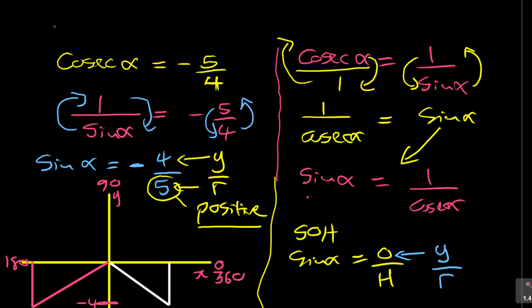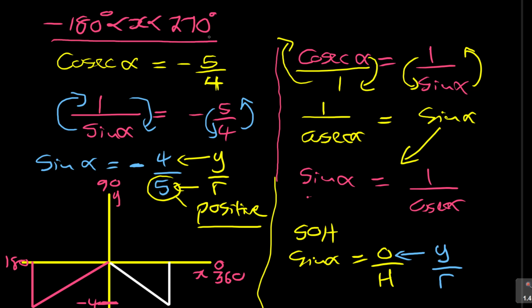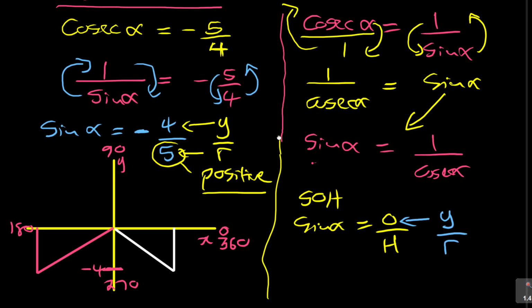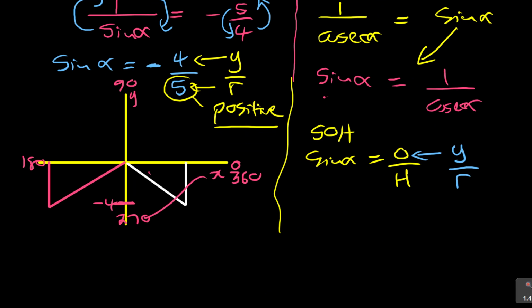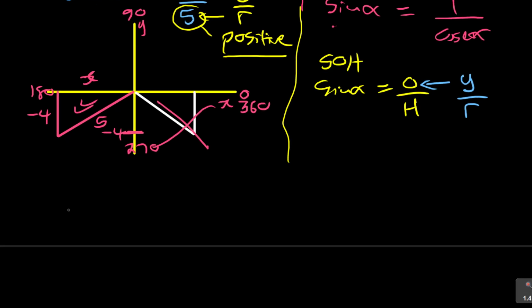I think in that question they said minus 180 degrees is less than x is less than 270 degrees. Am I right? I think this was the restriction we had. So now you are forced to see that it can't be here. It can only be on this side. And if it's on this side, you remember your y is minus 4, your r is equal to 5, then find the x. Find the x, and x is always Pythagoras theorem, which says x squared plus y squared is equal to r squared.